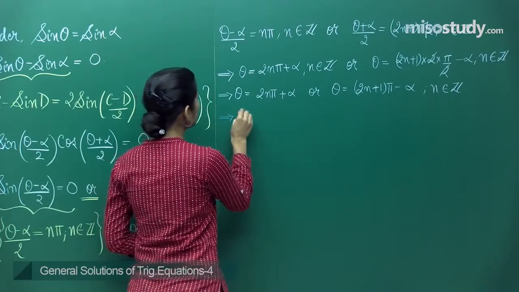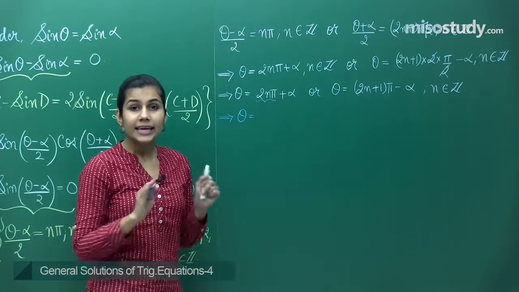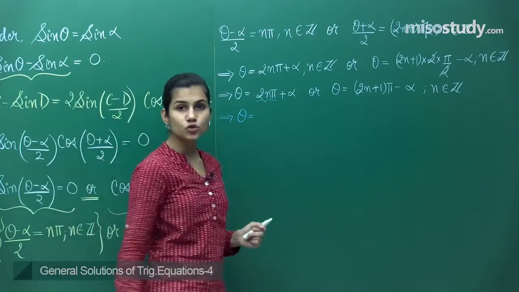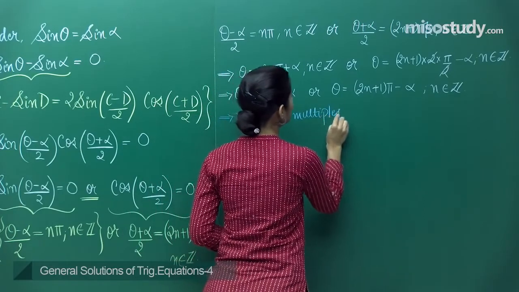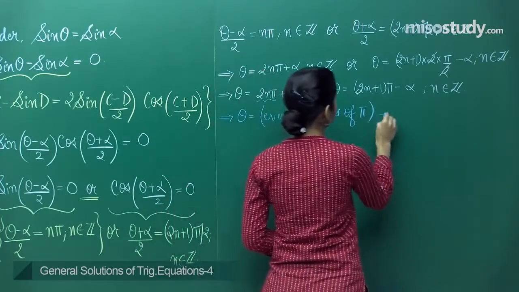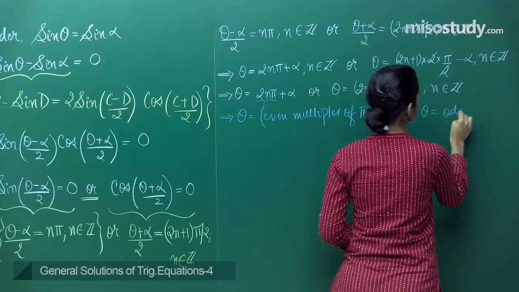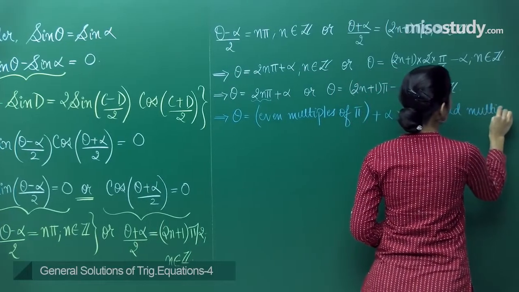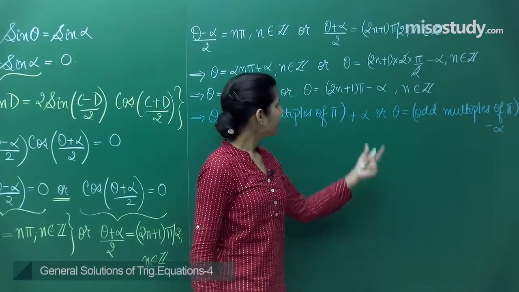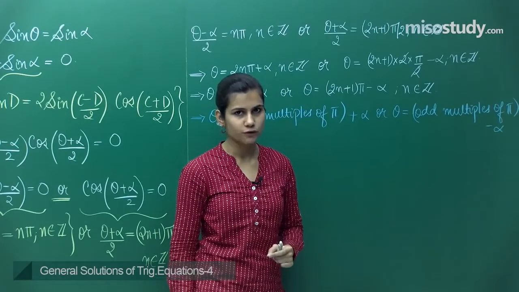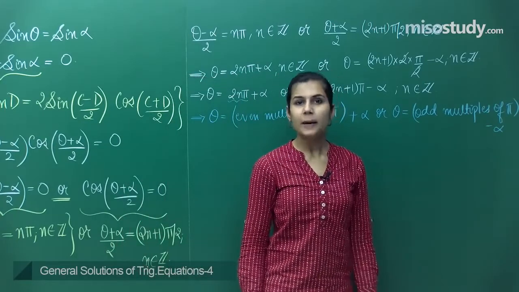And what does this mean? This means theta is, what is this? 2n pi. Even multiples of pi are represented as 2n pi. So theta is even multiple of pi plus alpha, or theta is odd multiples of pi minus alpha. Because 2n plus 1 into pi is nothing but odd multiples of pi. So theta is either even multiple of pi plus alpha, or theta is odd multiple of pi minus alpha.